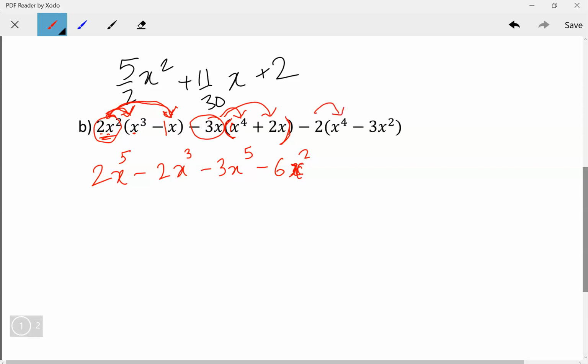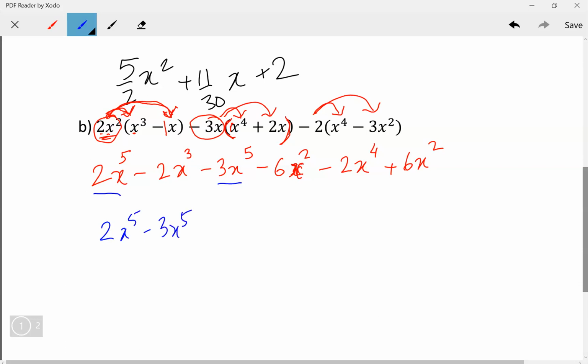And the same thing I'm going to do here, distributive property with negative 2x to the power of 4 plus 6x squared. And here I'm going to now collect like terms. I have 2x to the power of 5 minus 3x to the power of 5. That gives me minus x to the power of 5. Again, you can write this out. I'm going to skip a couple steps here because we're getting better at this hopefully, but 2x to the power of 5 minus 3x to the power of 5 gave me negative x to the power of 5.